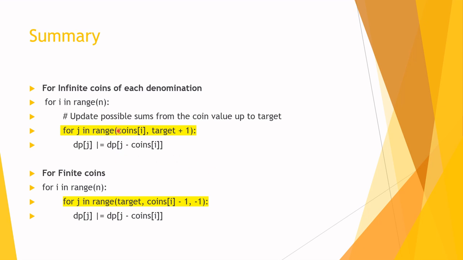Now, the summary: the only difference in these two algorithms is which direction j runs from. So in this, j runs in the positive direction from coins of i to target, and here j runs backwards from target to coins of i, for each coin.